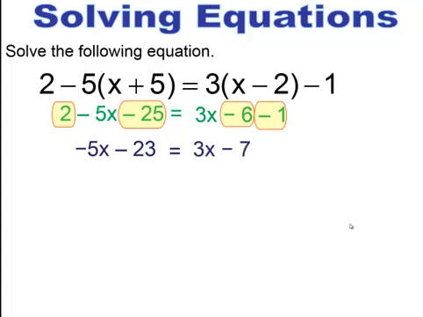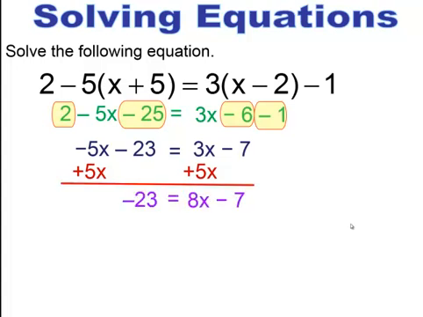Now you want to get the variables together. In this case, I chose to move the minus 5x over to the right hand side. It doesn't matter if you chose to move the 3x over to the 5x, minus 5x. So I chose to move the minus 5x, so I have to add it to both sides. I'm left with the negative 23 equals 8x minus 7.